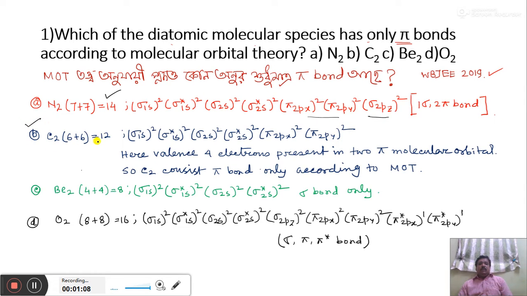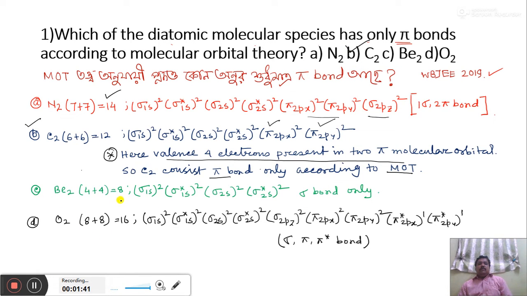In C2, total electrons 12. Its configuration is sigma 1s2, sigma star 1s2, sigma 2s2, sigma star 2s2, pi 2px2 and pi 2py2. Here, the valence 4 electrons are present in 2 pi molecular orbitals. These are pi 2px and pi 2py. So C2 consists of pi bonds only according to MOT. So correct option is C2.